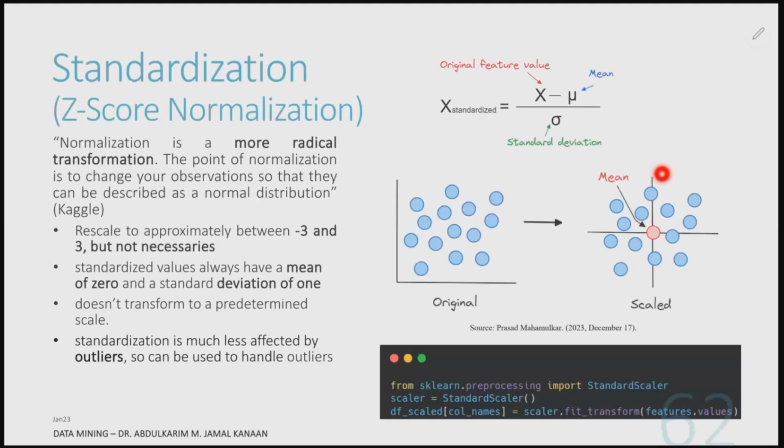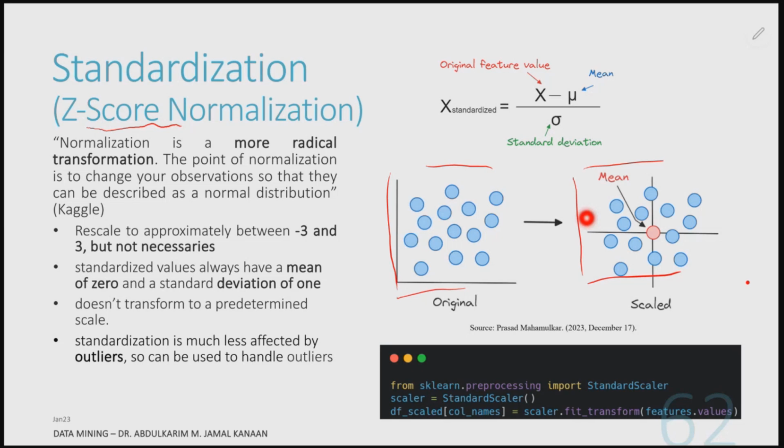Then we move to standardization. So now we have talked about min-max and max ABS scaler. Standardization is also called z-score normalization. So it has another name. Simply, normalization is a more radical transformation. The point of normalization is to change your observations, meaning data points, so that they can be described as a normal distribution. It helps you change the distribution of the data while maintaining the shape. The shape of the data is still the same if you compare the result before and after.